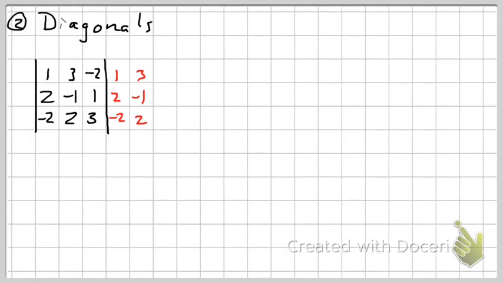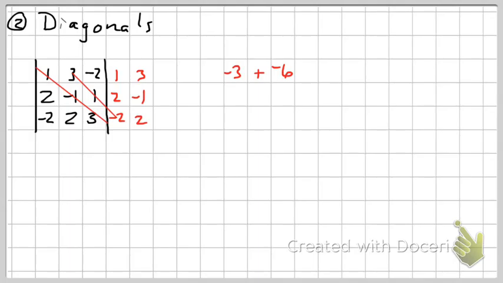Magically. We are going to start in the upper left-hand corner just like we did with expansion by minors, but we're going to do something completely different. We are going to take a diagonal from the upper left-hand corner, and we are going to multiply those three numbers together. 1 times negative 1 times 3, and we're going to write that down. Then we are going to move next door to the 3, and we're going to do the same thing. And we are going to add it to the first number we got.